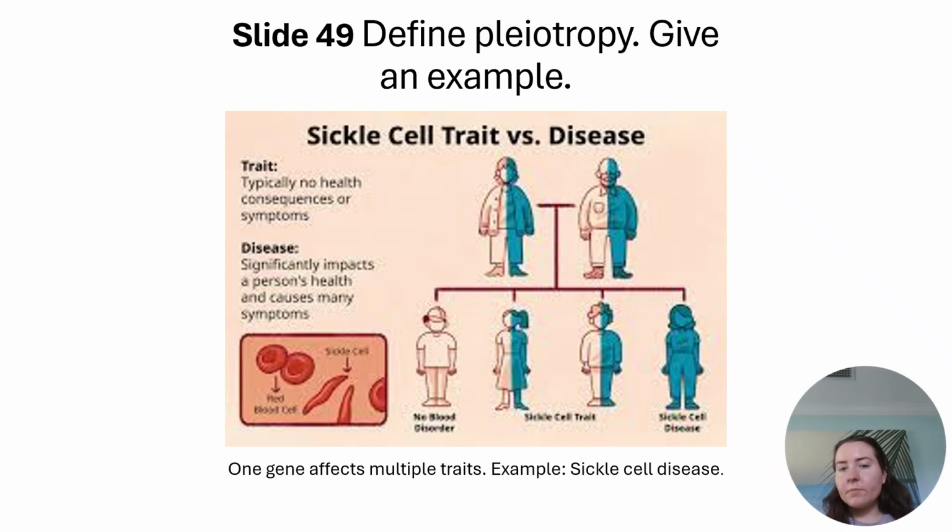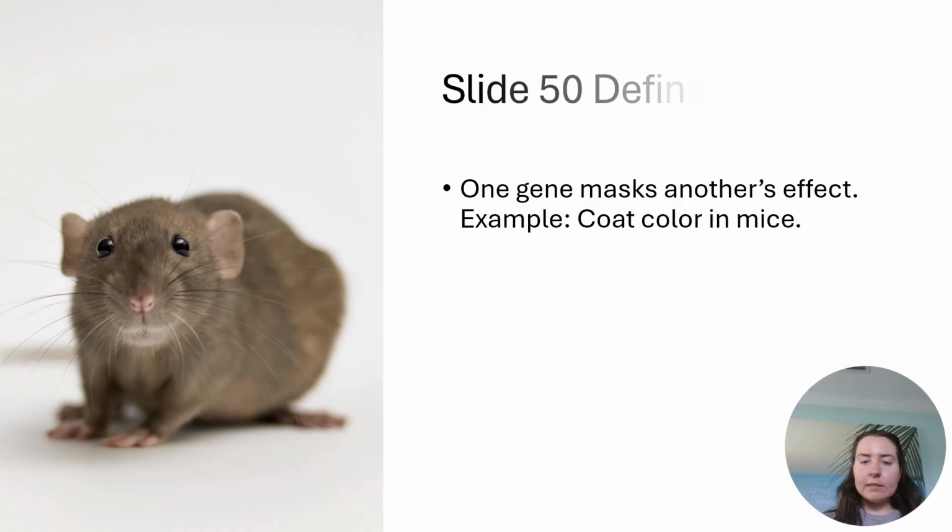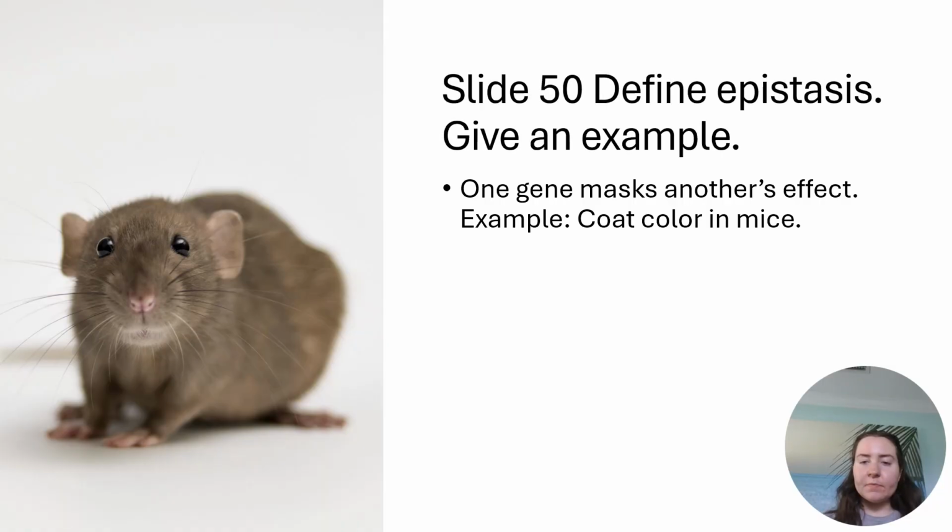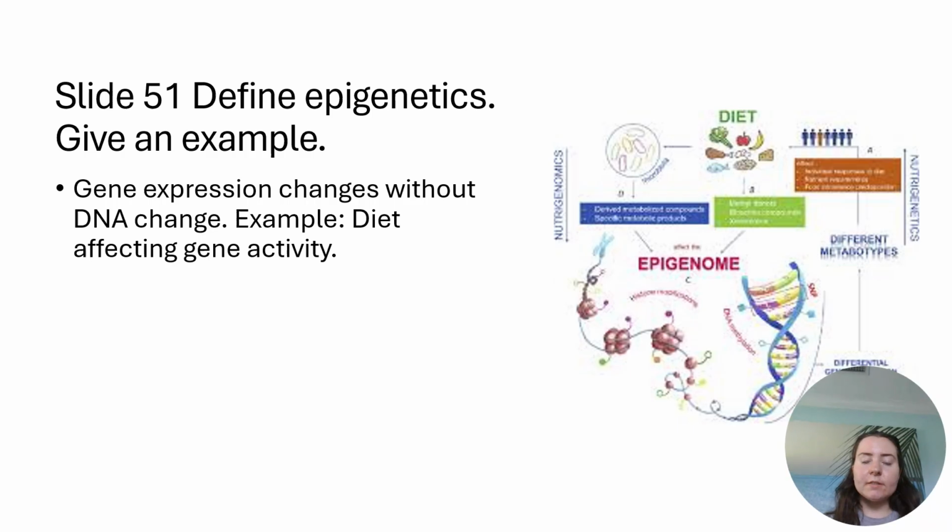49. Define pleiotropy. Give an example. One gene affects multiple traits. Example, sickle cell disease. Slide 50, define epistasis. Give an example. One gene masks another's effect. Example, coat color in mice.